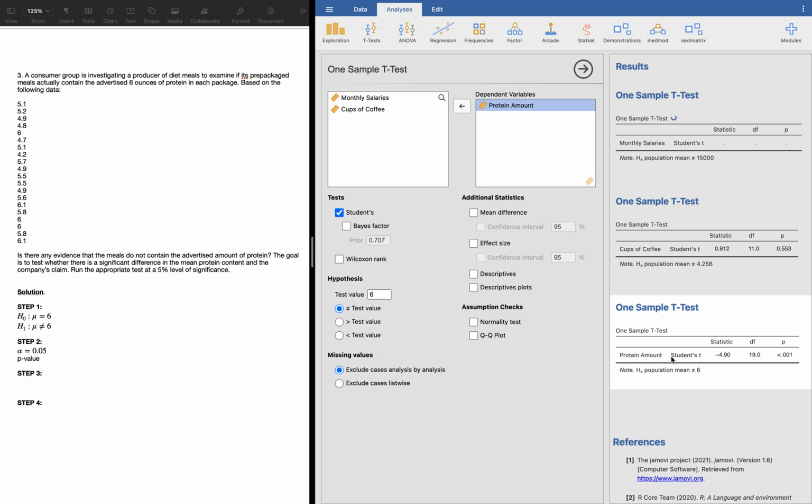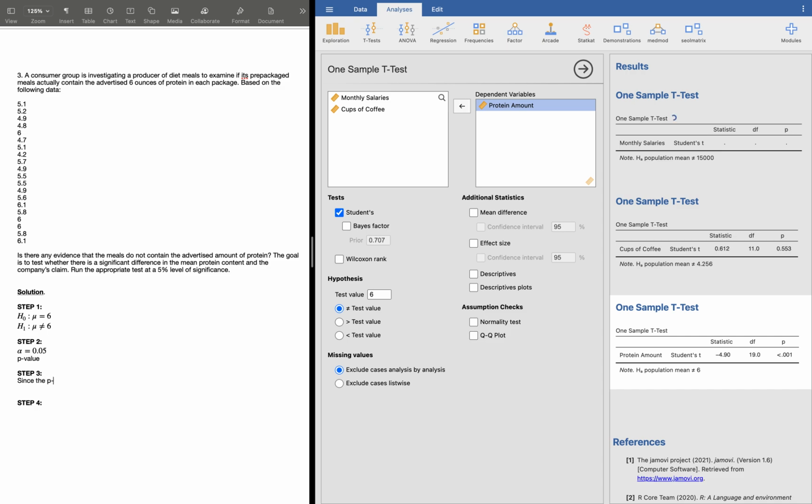So our p-value is 0.001, or actually it's less than 0.001. And your t statistic is negative 4.9. Negative 4.9, your DF is 19 because your N is 20. So we're going to put it here.